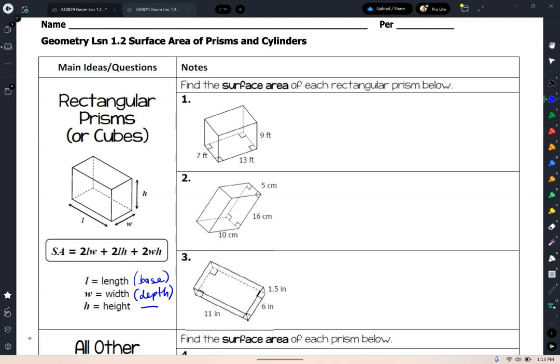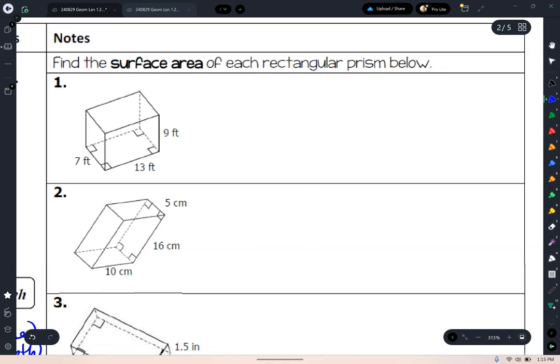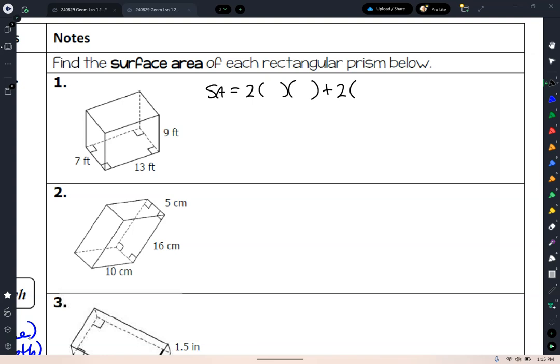All right, let me show you what I want to see for work from something like this. It'd be pretty simple. You're going to say the surface area is going to be 2 times, plus 2 times, plus 2 times, okay? There you go. Why don't you fill in the numbers that you think go in those spaces? Give it a try. Make sure you did that. Here you go.